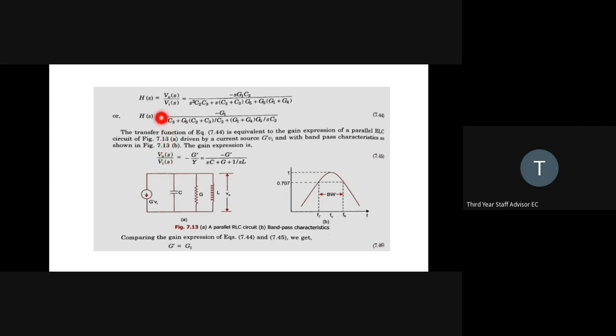Okay, so here you are simply denoting this equation: Vo(s) by Vi(s) is equal to G' divided by Y, where G' is equal to G1. Here Y is the admittance of a parallel RLC circuit. What is Y of this parallel RLC circuit? Here the Y will be CS, here the Y will be G, and here the Y will be 1 by LS. The impedances are LS, R, and 1 by CS, and the admittances are 1 by LS, 1 by R, and CS.